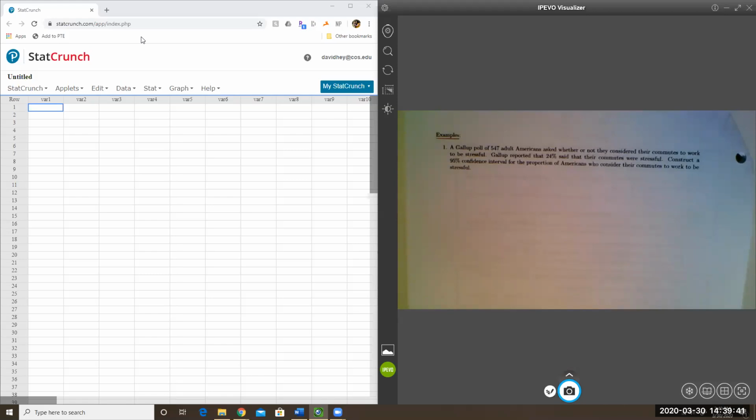So number one says a Gallup poll of 547 adult Americans asked whether or not they considered their commutes to work to be stressful. Gallup reported that 24% said that their commutes were stressful. Construct a 95% confidence interval for the proportion of Americans who consider their commutes to work to be stressful.